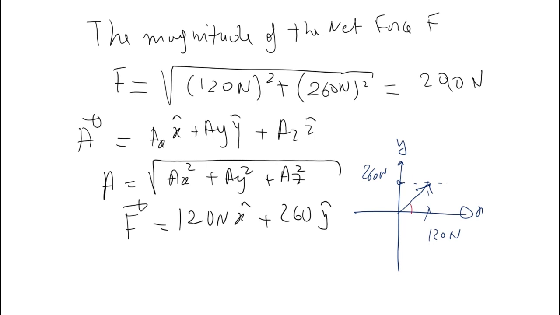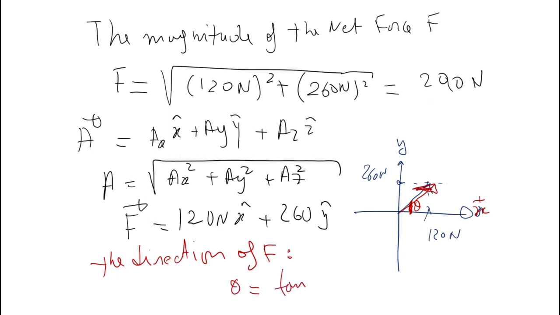The angle, the direction, is the angle that your vector makes with X positive. This is X positive, and this is what we call the angle or the direction. The direction of F is theta, which is the tangent inverse of Fy over Fx. Why? Because this is your Fy, this is Fx, tangent of theta is Fy over Fx.